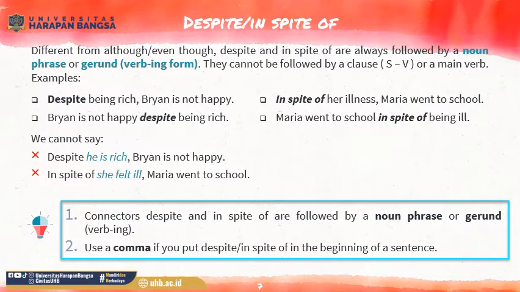Next one, it is the same as although and even though ya. Use a comma if you put despite or in spite of in the beginning of a sentence. Ingat-ingat kalau despite atau in spite of kita taruh di bagian depan kalimat atau di awal kalimat, jangan lupa tambahkan koma.